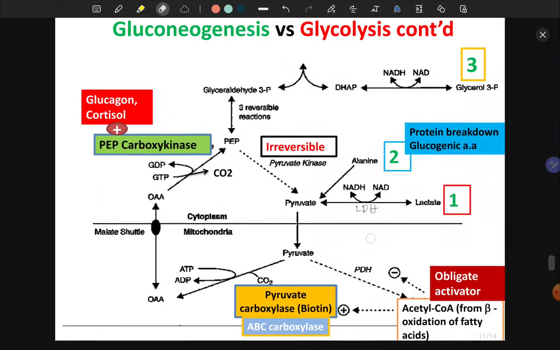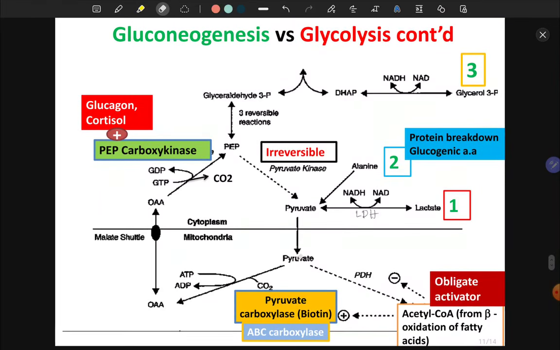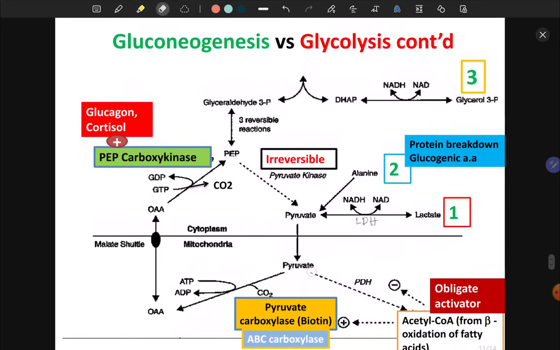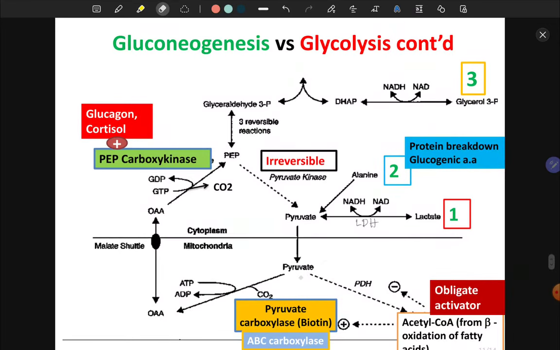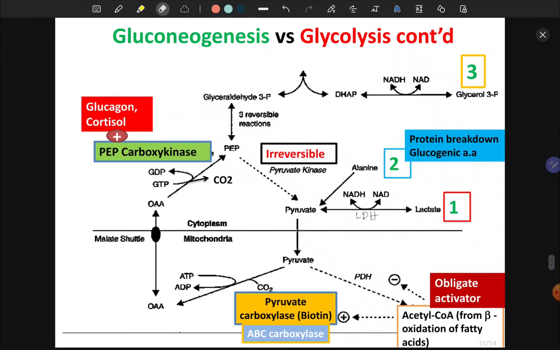Important, okay? So the pyruvate will see the first enzyme that's important in gluconeogenesis, called pyruvate carboxylase. Pyruvate carboxylase.